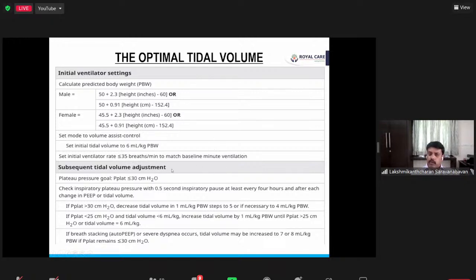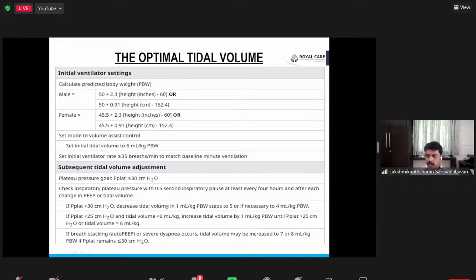Subsequent tidal volume adjustment will be based on your plateau pressure. If the plateau pressure is less than 30 and your CO2 is good, do not change it. Continue with the 6 ml per kg tidal volume. If your plateau pressure is more than 30, definitely you need to come down on that. So if your carbon dioxide permits, you slowly come down on the tidal volume from 6 to 5 ml per kg and then to 4 ml per kg, but keep a close watch on your minute ventilation as well, and try to bring the plateau pressure to less than 30. This is how we usually do it.